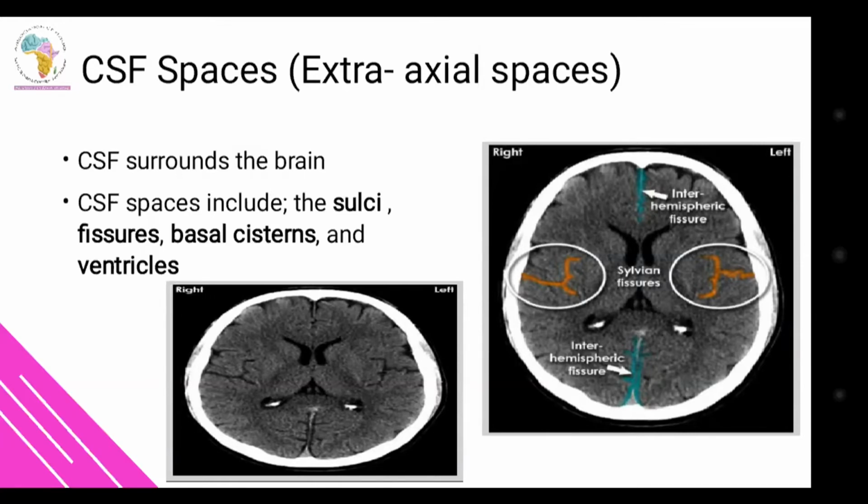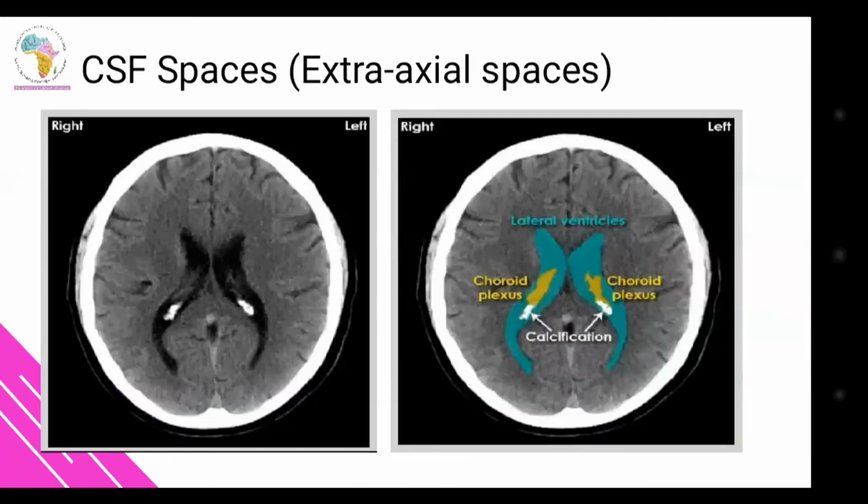So you can see here you have the Sylvian fissures, which is the same here. You have the Sylvian fissures, then you have the interhemispheric fissure, and in the middle of the interhemispheric fissure you have the falx that passes through it. You also see the interhemispheric fissure down here. Now, for the other extra axial spaces, you have the ventricles, as you can see here.